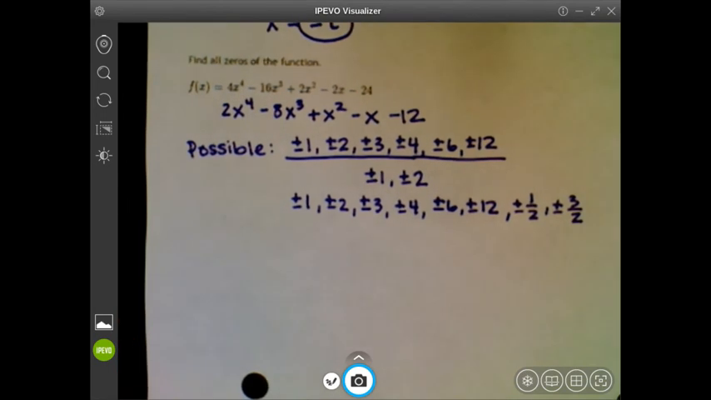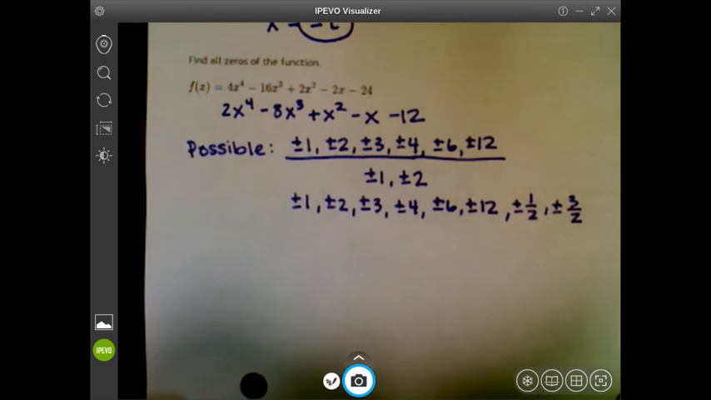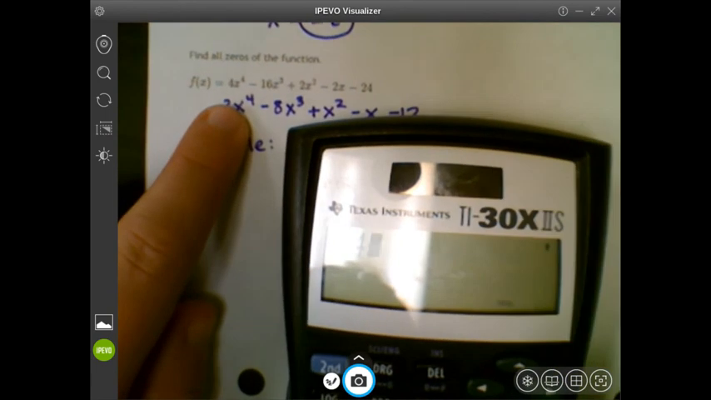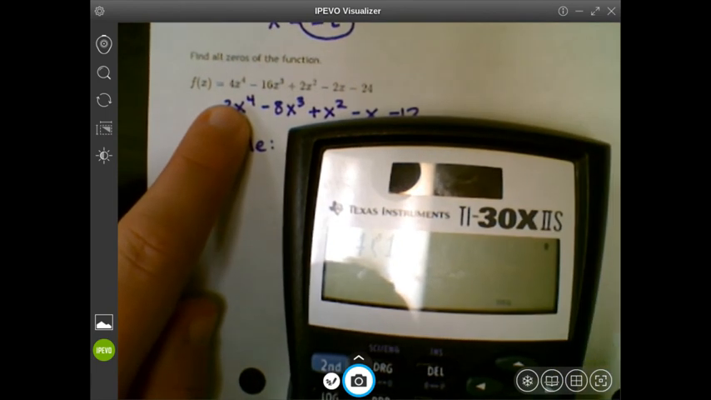And now what we have to do is we have to check. We are looking until we find one. So grab your handy dandy calculators. I'm going to start by doing a bunch of positives, and we'll go from there. Once again, if we were in class, we would tag team this, and it wouldn't take us nearly as long.